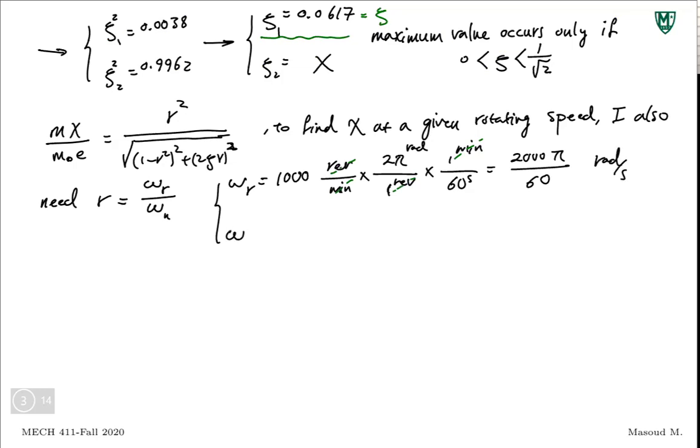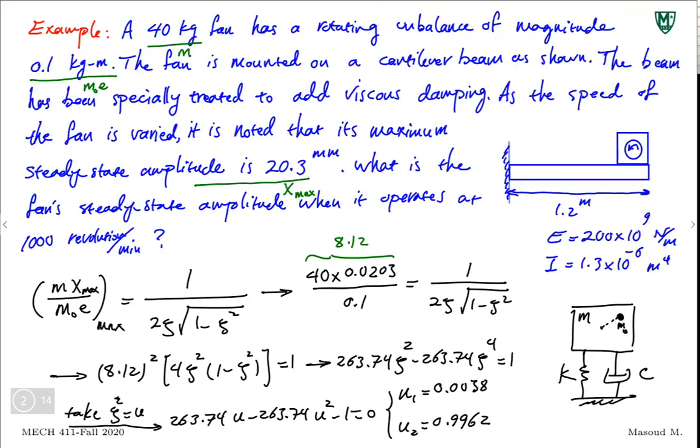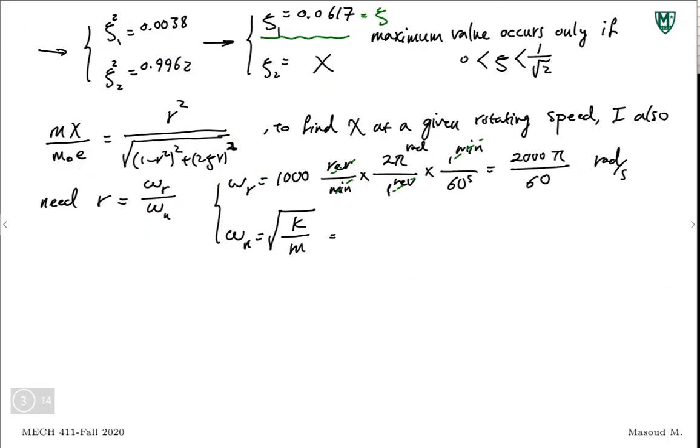What is omega n? Natural frequency would be square root of k over m. Now what is k? Going back, we have a cantilever beam and we are interested in the deflection at the tip of this beam, this deflection. You want to replace that with a spring. And we know how to go from a beam to spring, right? Hopefully at this point. When we have a cantilever beam, right? Let's write it this way.